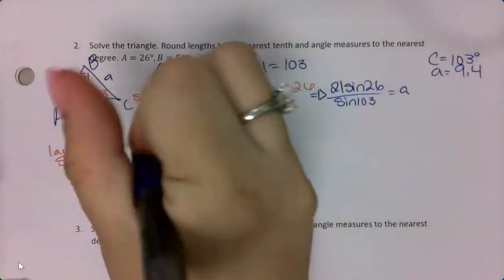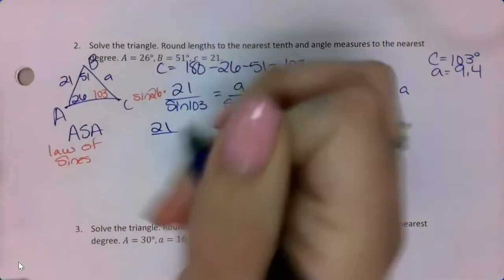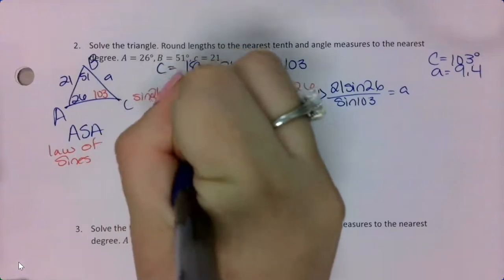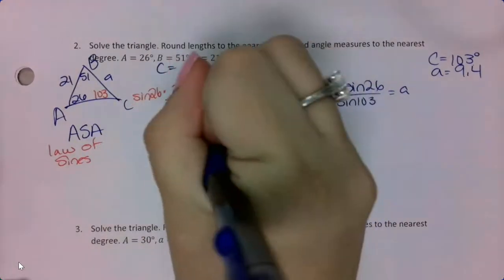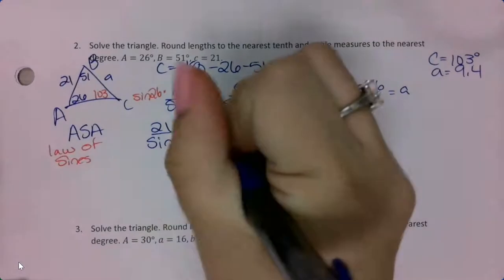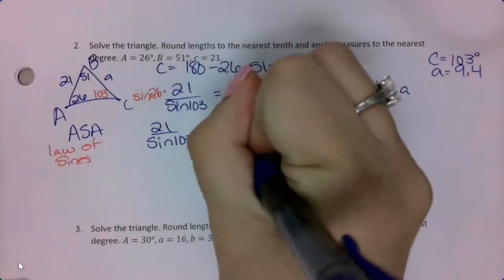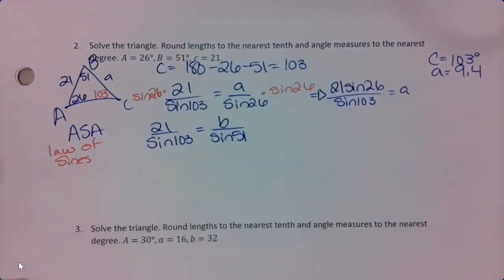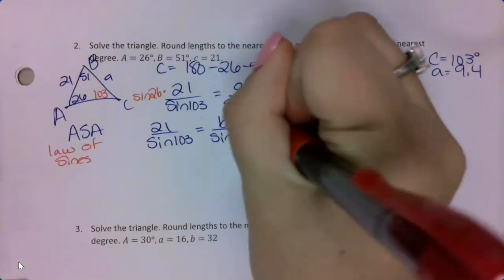Same idea to solve for B. I have my pair of C measurements that go together. This time I'm solving for side B, and it's going to be sine of 51, because that's the angle measure for B. I'm going to go ahead and multiply both sides by sine of 51.